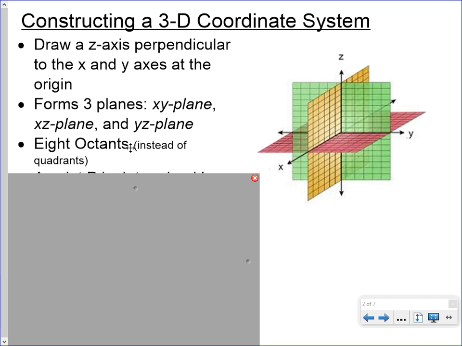Absolutely. In addition to creating three planes, you create what are called 8 octants, and I'm going to try really hard to say octants instead of quadrants, but I kind of default to quadrants because that's what I say all the time. So instead of having just the 4 quadrants on the two-dimensional plane, you create 8 octants.